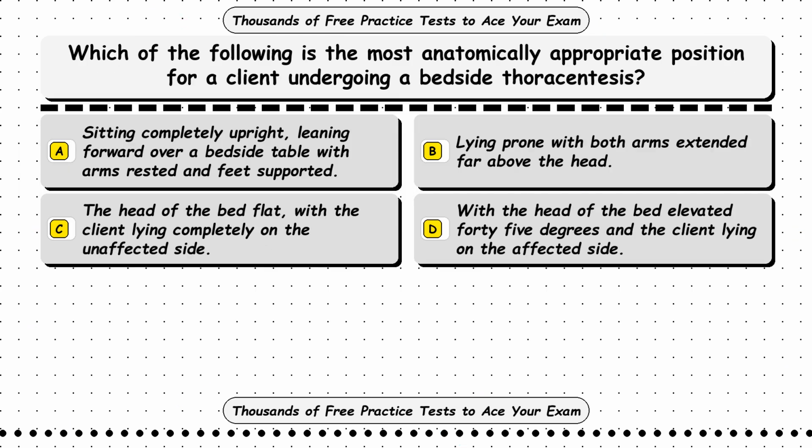Question 111. Which of the following is the most anatomically appropriate position for a client undergoing a bedside thoracentesis? Option A. Sitting completely upright, leaning forward over a bedside table with arms rested and feet supported. Option B. Lying prone with both arms extended far above the head. Option C. The head of the bed flat, with the client lying completely on the unaffected side. Option D. With the head of the bed elevated 45 degrees and the client lying on the affected side.